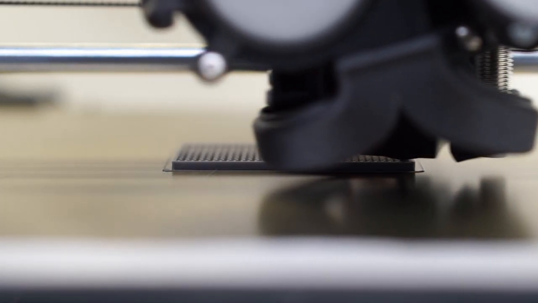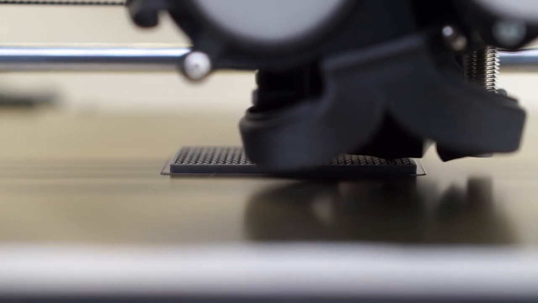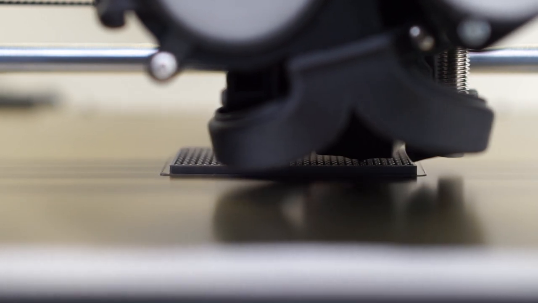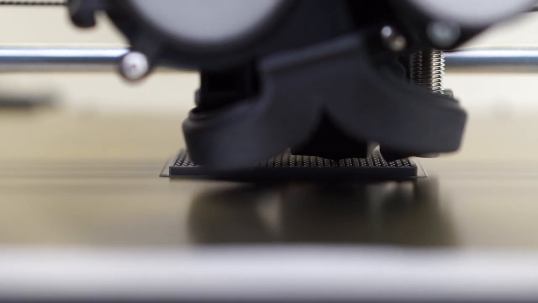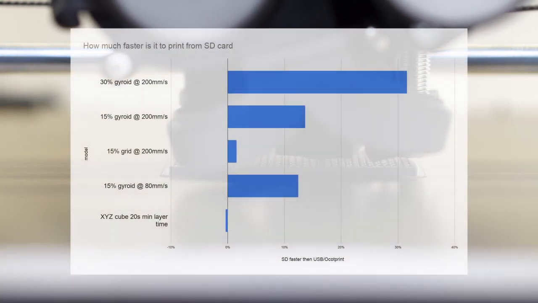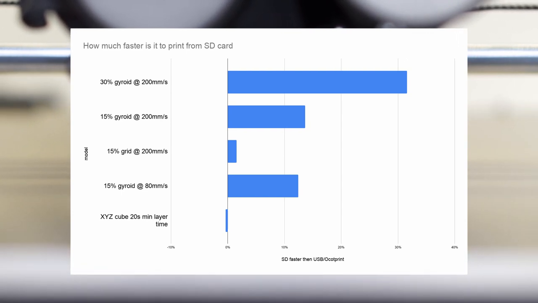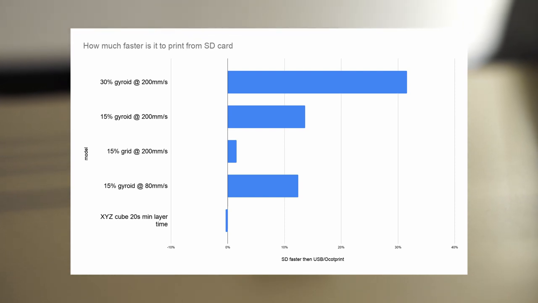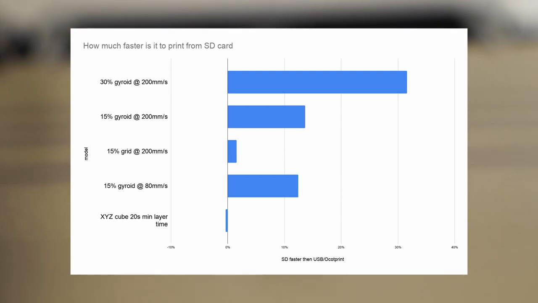I also did some tests with 15% gyroid, 15% grid, 15% gyroid at 80mm per second and an XYZ cube with stock settings. That means minimum layer time of 20 seconds. With grid infill, the results were as expected. USB and SD card are almost the same speed. I measured a 2% difference, but that might be within margin of error. Same with the XYZ cube, which was slowed down by the minimum layer time.